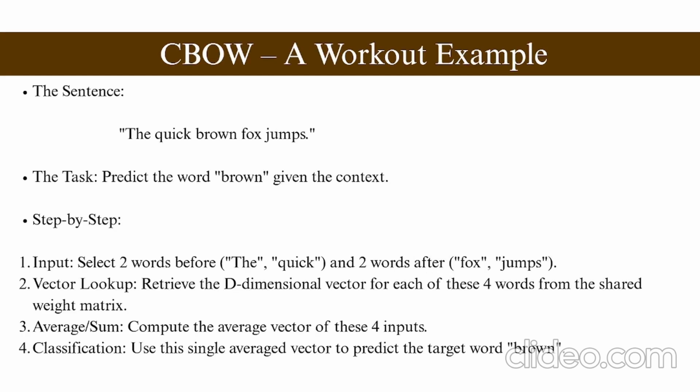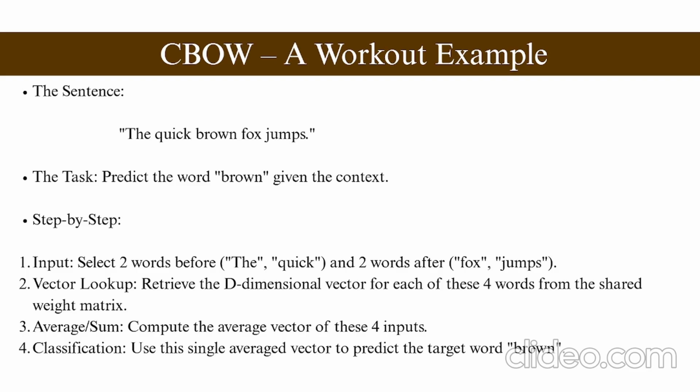Here is a worked example of CBOW. To truly understand, let's walk through a concrete example using a simple sentence: the quick brown fox jumps. In this scenario, our objective is to predict the target word brown by looking at its immediate neighbors.